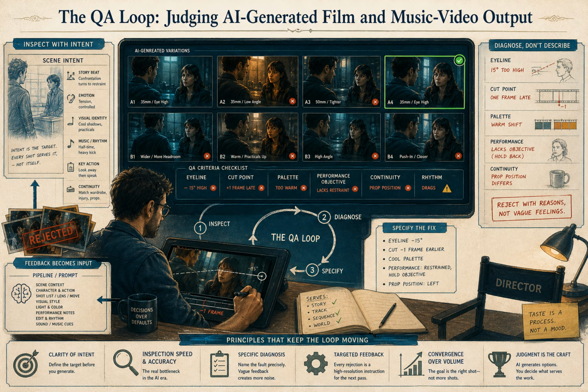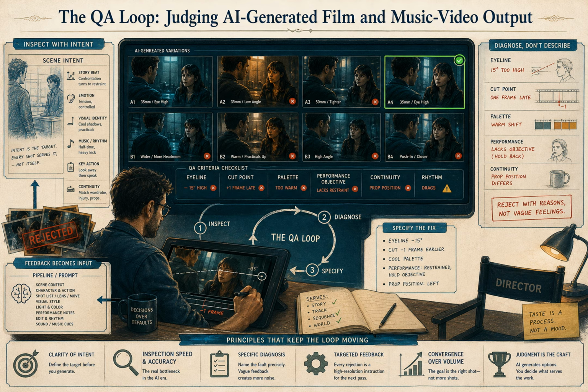Reject early and reject fast. Your first pass should be under 30 seconds per shot. If the frame is wrong, stop there. Fix the container, then refine what is inside it.